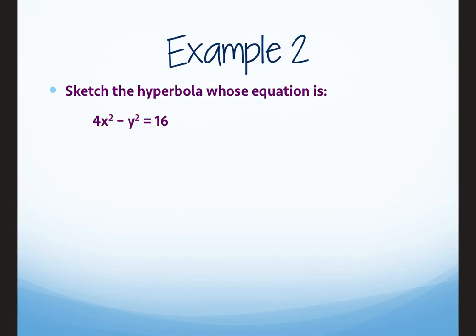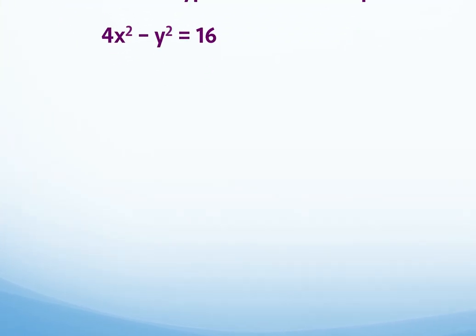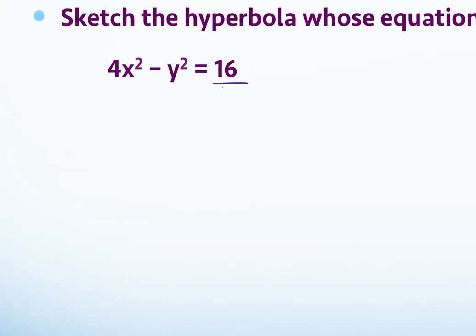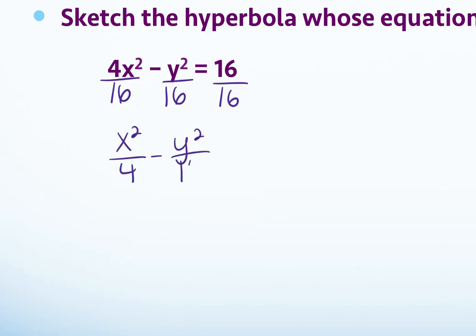All right. Example 2 says sketch the hyperbola whose equation is 4x squared minus y squared equals 16. So what's the first thing we have to do? Good. It's got to be equal to 1, so I'm going to divide by 16 and simplify. I get x squared over 4 minus y squared over 16 equals 1.